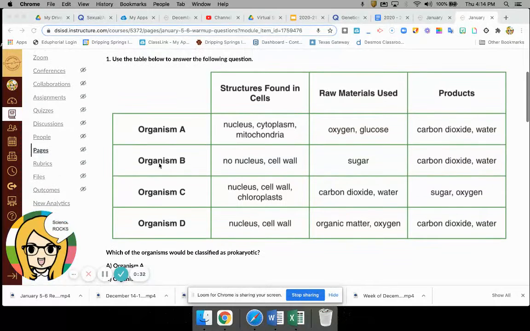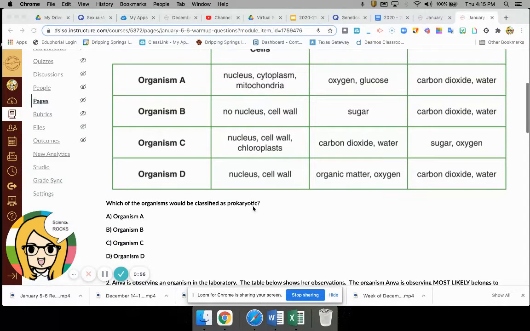So if you look at the table, you've got 4 organisms, A, B, C, and D, and it says structures found in cells. That's one column title. Then raw materials used, that would be the reactants, and then products. So this is talking about chemical reactions that take place in, and if you look in the structures, inside organelles. So which of the organisms, that means A, B, C, or D, would be classified as prokaryotic?